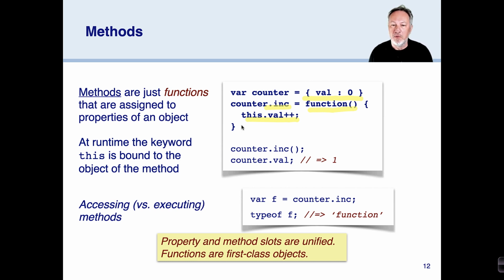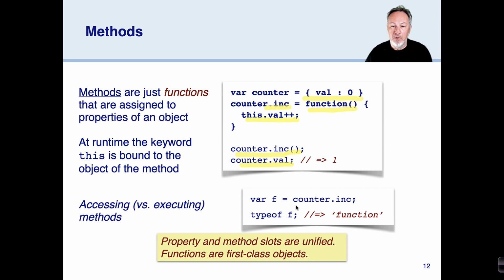Now if we invoke the inc property, notice that the round brackets here are needed. If we don't include the round brackets, then we are simply referencing the inc property, which will return a function. To actually invoke the function, we have to add the round parentheses. Then, after executing that, if we access the val property of the counter, we'll find that it's updated to the value 1.